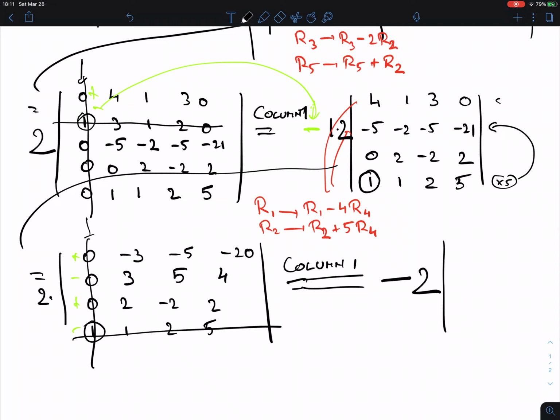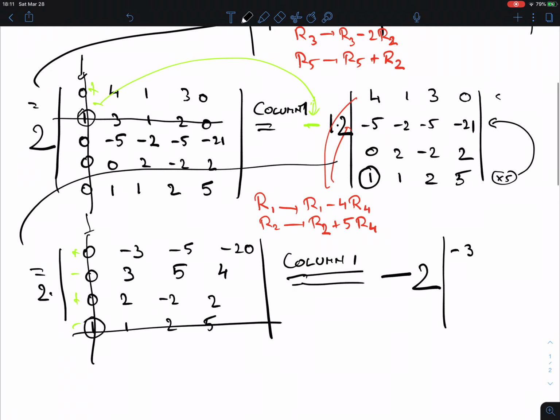Well, we scratch out and we see minus 3, minus 5, minus 20, 3, 5, 4, 2, negative 2. Okay, 3 by 3, getting better, but no zeros. That's not great. So no cofactor expansion, I'm not going to do that, and no ones. That's less. Now there are two options.